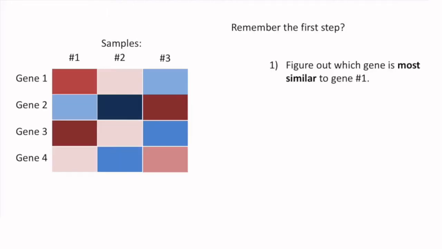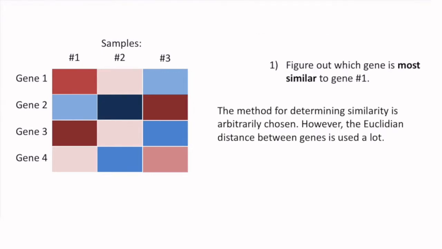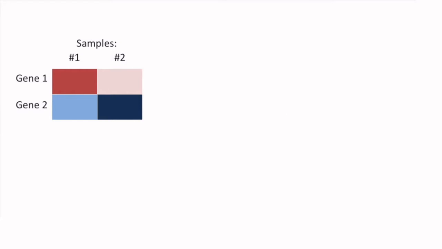Now let's go over a few nitpicky details. Remember the first step, figure out which gene is most similar to gene number 1. Then next we have to define most similar genes. The method for determining similarity is arbitrarily chosen. However, the Euclidean distance between genes is used a lot. So let's look at the example. We'll use a very simple heat map that just has two samples and two genes. Now we are displaying the values that underlie the colors that we have in the heat map.